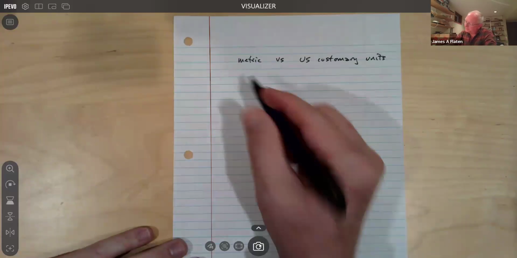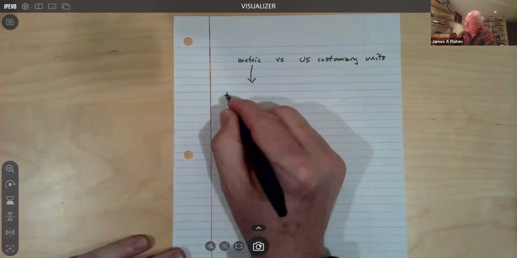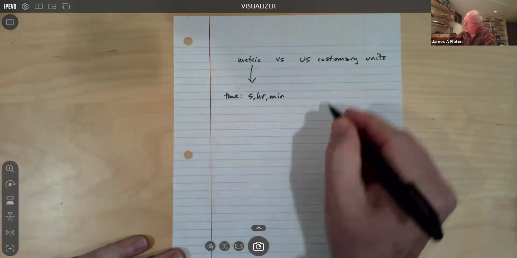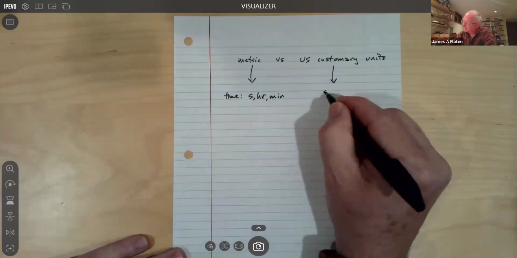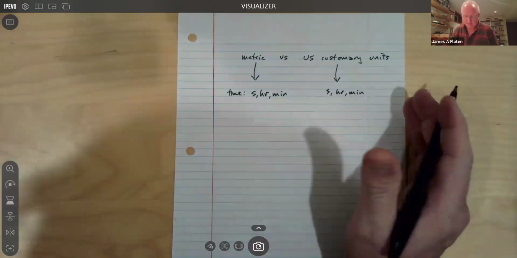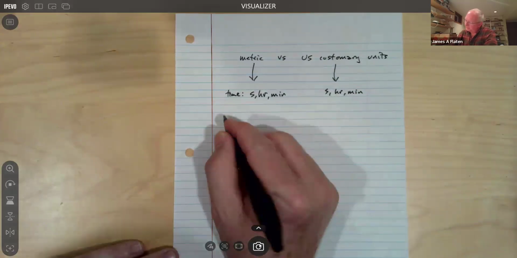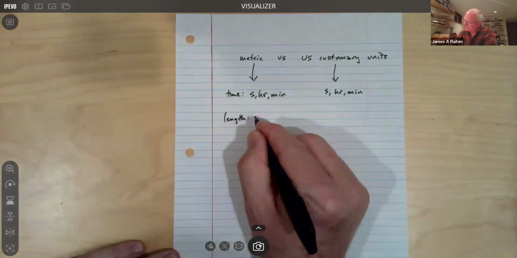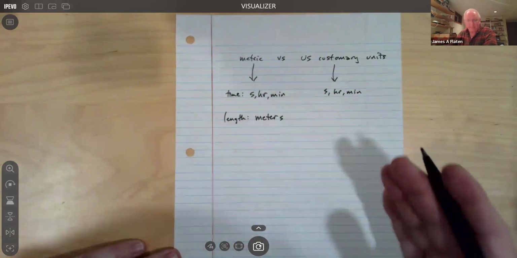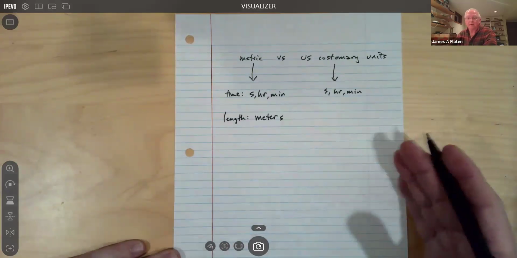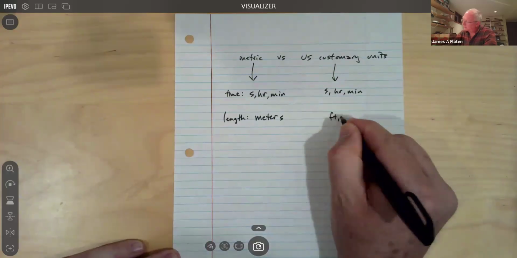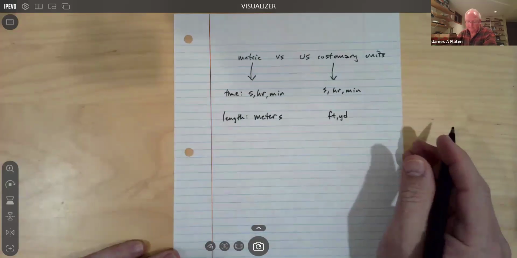So in the metric system, as we already mentioned, time is measured in seconds or hours or minutes. And in the US customary system, time is the same: seconds, hours, minutes. So this is good. Both systems use the same units for time. On the other hand, the metric system uses meters for length and millimeters, centimeters, kilometers, multiples of meters, powers of ten of meters. And the US customary system tends to use feet or yards or miles, or inches.